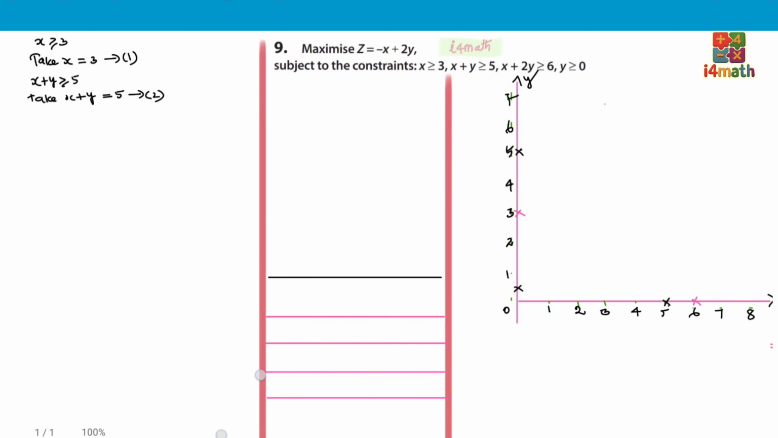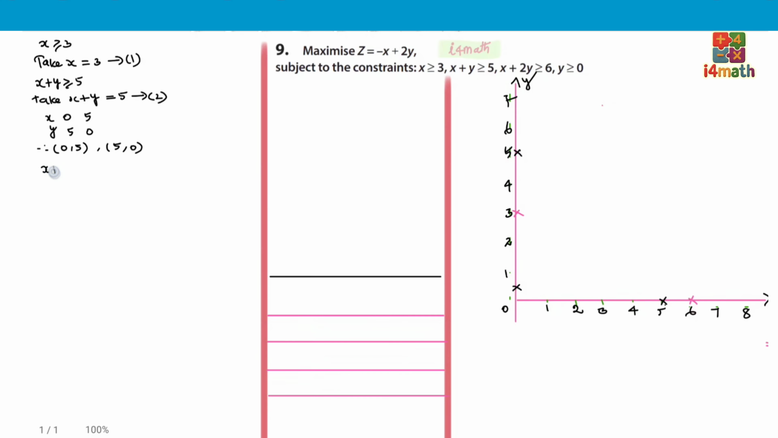Let us find any 2 points on this line. Take x is equal to 0, then y is equal to 5. Similarly, take y is equal to 0 and x is equal to 5. Therefore, 0, 5 and 5, 0 are the points on the line x plus y which is equal to 5.